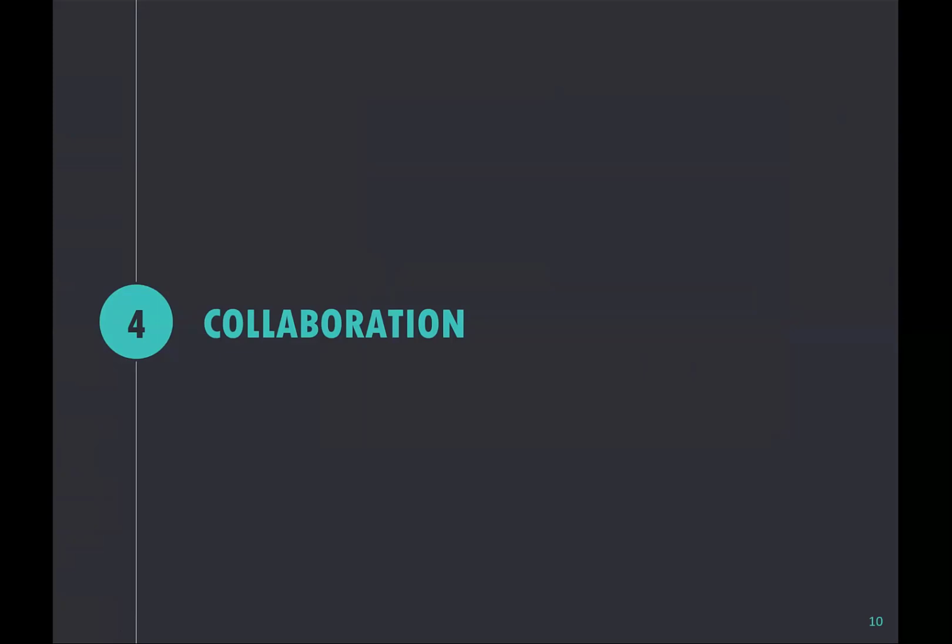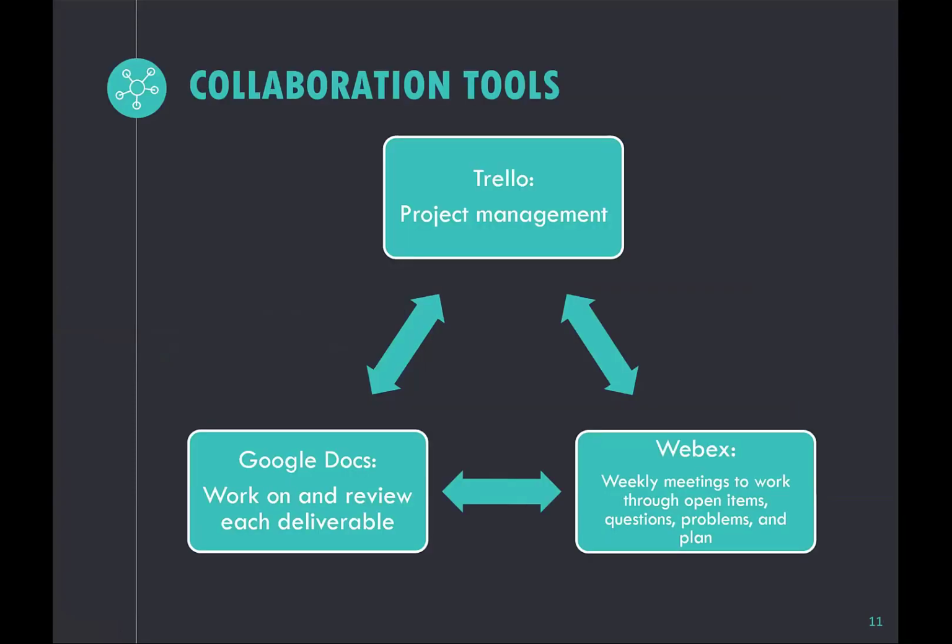We've covered the tools, and I'm going to talk a little bit more about how we actually used those tools to collaborate, even though Kelly and Danielle have touched on it. We used Trello, Google Drive, and WebEx to work together to create our deliverables for this project. Trello for project management, Google Drive to work on and review each deliverable, and WebEx to meet with each other and work through open items, questions, and problems, and to plan our next steps. It wasn't just one tool that helped us to collaborate successfully. It really was utilizing all three together.